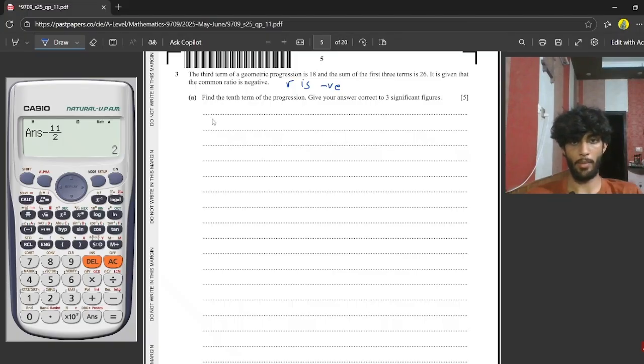So the way to do that is by basically using the formula S, sum of a geometric sequence is equal to a multiplied by 1 minus r to the power n divided by 1 minus r.